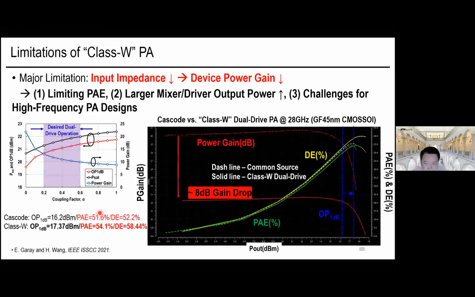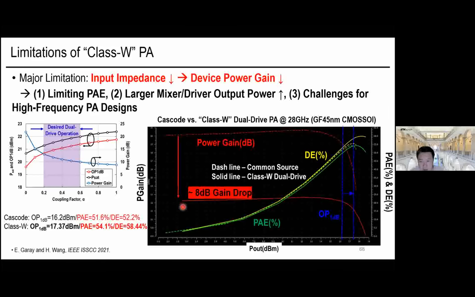Well, we may say, what about cascode? Because cascode has higher gain to start with, maybe we are more robust and we can tolerate more gain drop, right? So we also perform an apple to apple comparison of cascode PA versus the class W dual drive PA at 20 GHz using GlobalFoundries 45 nanometer CMOS SOI process, shown on the right on these slides again. And the simulation here only uses a PA device core with lossless passive networks. So the dashed line for the common source and the dashed line for the cascode and the solid line for the class W cascode. And we can see that the power gain also drops from 20-ish dB gain to about 12.3 dB of gain. Also another like 8 dB gain drop.